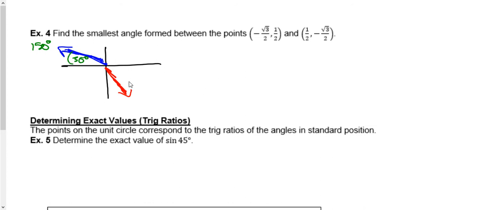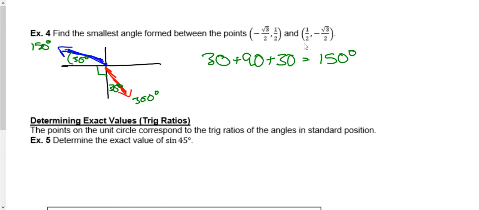This one here was about, I believe, 300 degrees. And so again, I want to find, not the reference this time, I want to find this little sliver right here. That's also 30 degrees. A square here makes 90, so my smallest angle formed would be 30 plus 90 plus 30, which here equals 150 degrees. There we go.